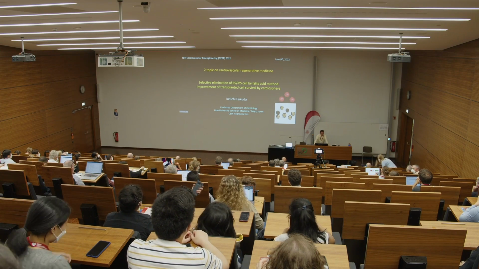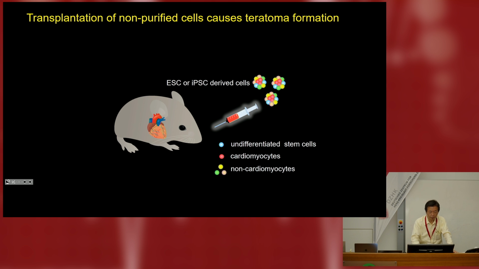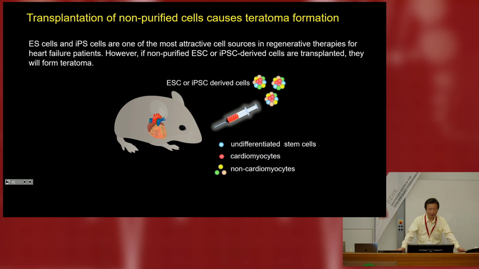Today, I'd like to talk about two topics. One is selective elimination of ES or iPS cells by fatty acid method. And the second is improvement of transplant cell survival by cardiosphere. ES and iPS cells are one of the attractive cell sources in regenerative therapies for heart failure patients.